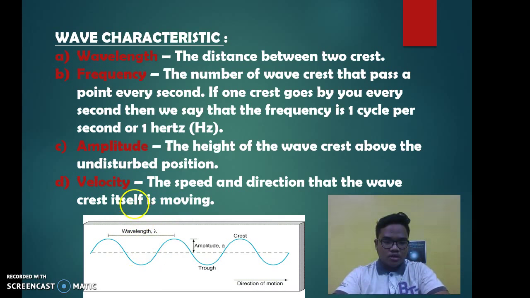Alright, so D. Velocity. Velocity is the speed and direction that wave crest itself moving. So basically, velocity is the speed of wave.